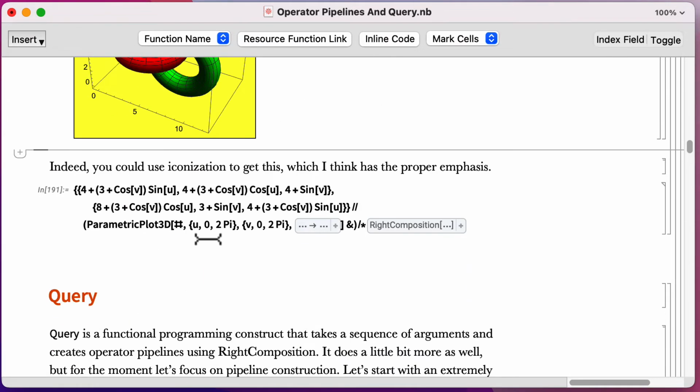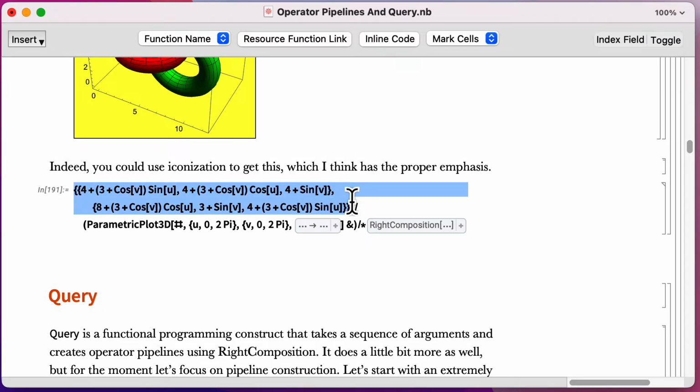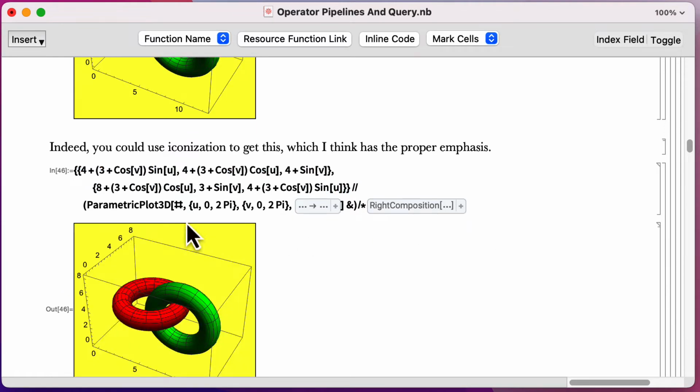And indeed, I could basically iconize away some of the complexities so that you could focus on, okay, here's our expressions, we'll make a parametric plot of it, and there's some options to the parametric plot, and then we're going to do a bunch of stuff. So I think often this is a nice way to present code.